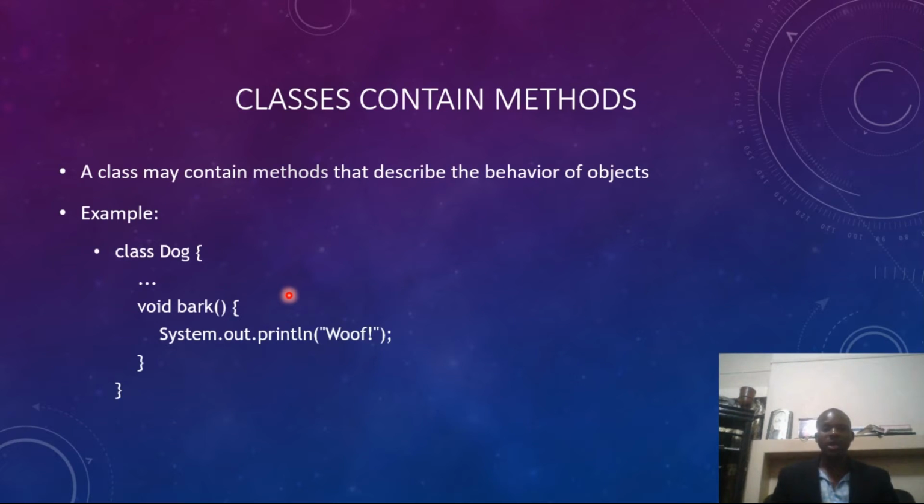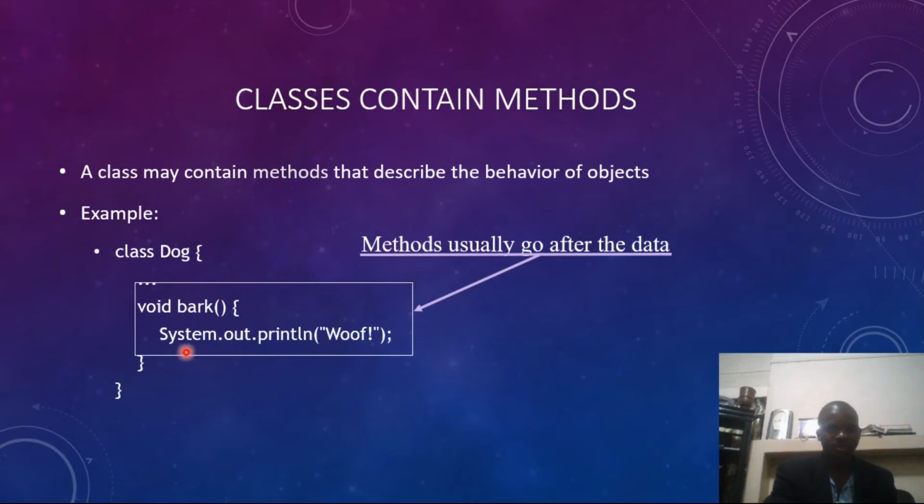What is the behavior of an object? I've already told you that these are the tasks that the object can do. So for example, we can have a class Dog with a method, or the behavior of a dog. For instance, here, void bark, this is a method of class Dog, because it is just inside this class. That's how you write a method in Java, and this is a void method. I'm going to have a separate video where we'll be talking about methods.